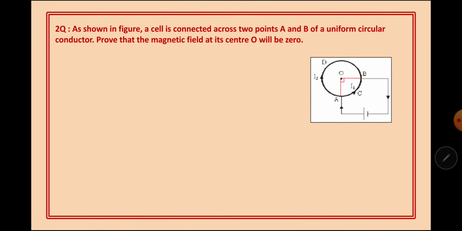As shown in figure, a cell is connected across 2 points A and B of the uniform circular conductor. Prove the magnetic field at its center will be 0. Now see students, here there are two parts of the conductor across points A and B, and as you can clearly see, points A and B directly connect with the positive and negative terminal of the cell. Therefore the conductors ADB and ACB, these two parts will be in parallel with each other.